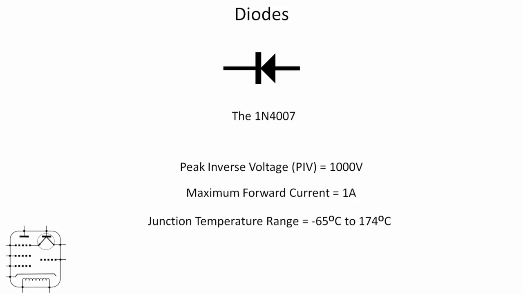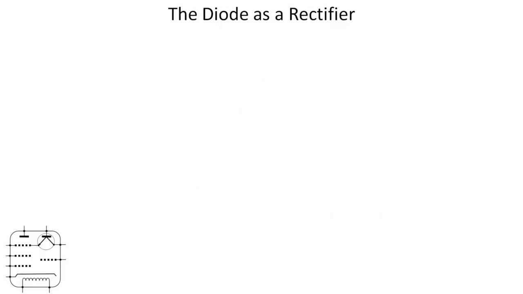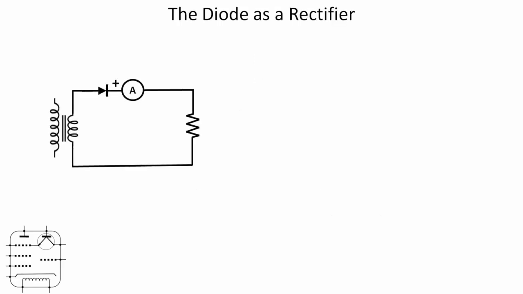And what we're going to do with the diode today, we're going to do two things. We're going to use it as a rectifier, and first of all we're going to use this circuit where we're going to take the alternating current on the secondary of the transformer, pass it through an ammeter, and then we're going to have a resistor which is going to provide a load, so we can see what's happening.